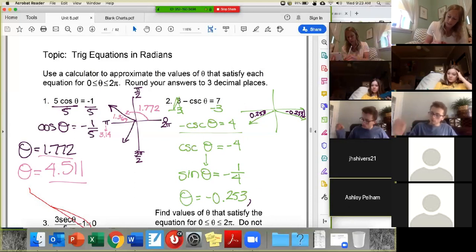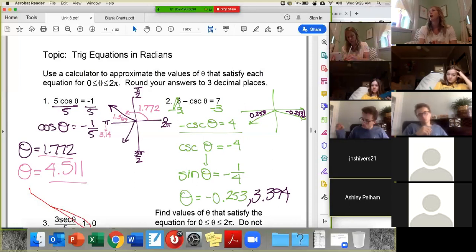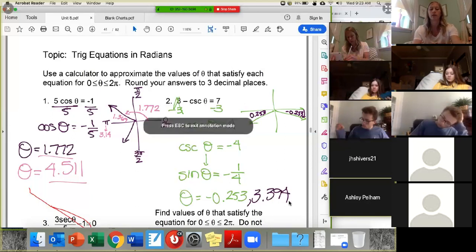And my second answer from my calculator is 3.394. If you don't like that -0.253, you don't have to keep it. You can always say 2 pi minus 0.253. I'm not sure why you would want to do extra work on that, but you know, totally up to you. So just a couple things about your calculators with this before we do question 4.